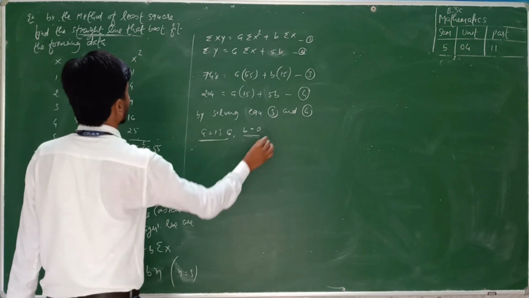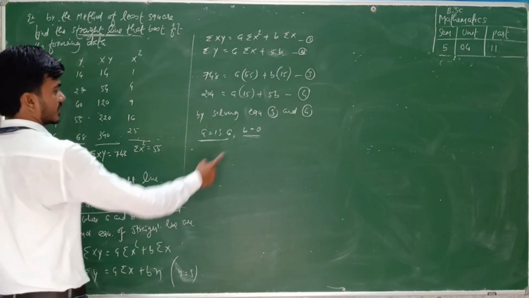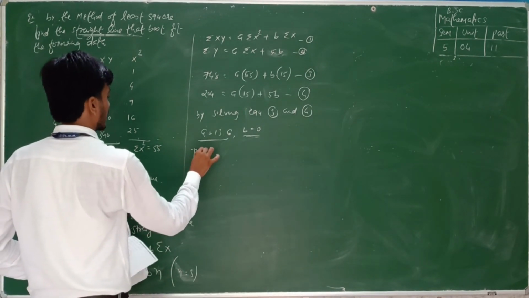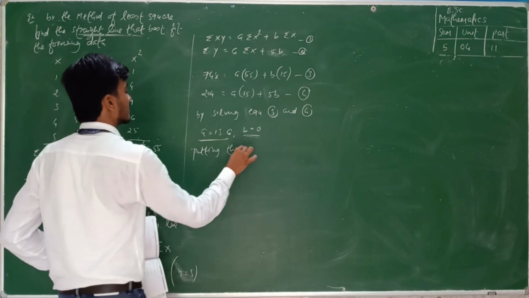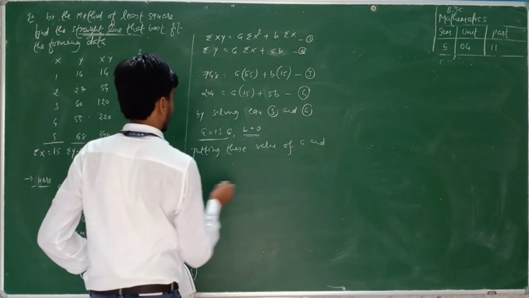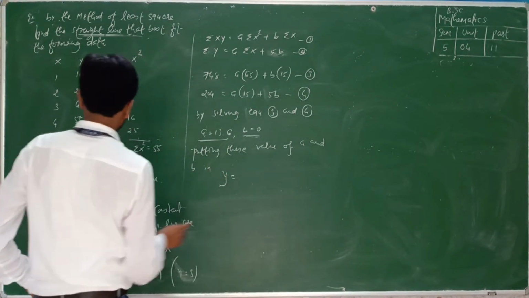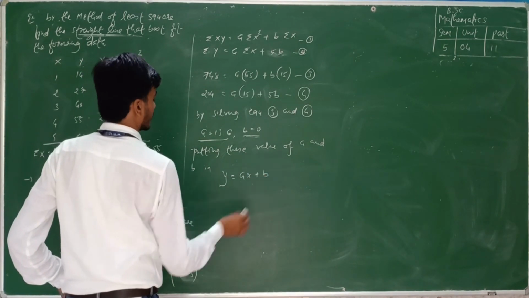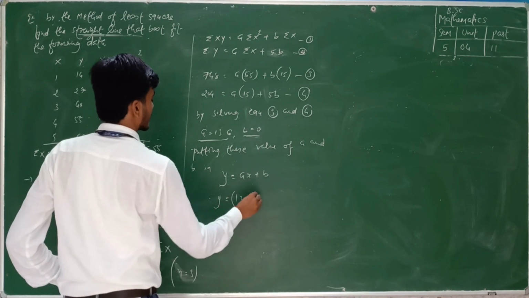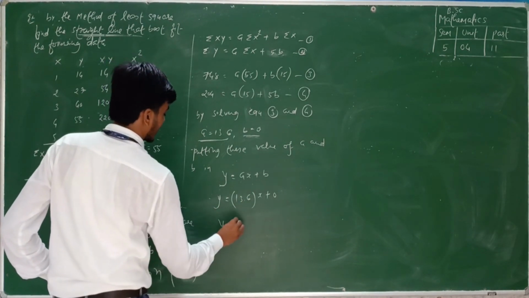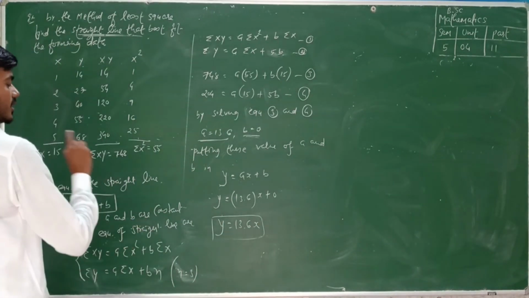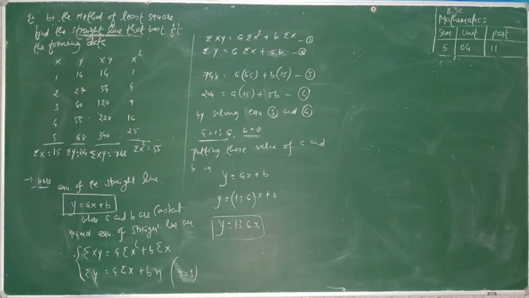So now we have a equal to 13.6 and b equal to 0. Putting these values of a and b in y equals ax plus b, y is equal to 13.6 into x plus 0. So y is equal to 13.6 into x. This is the best-fit curve for the following observations.